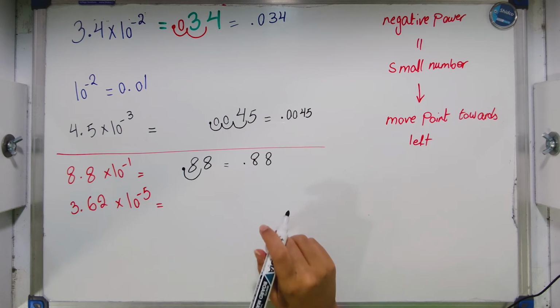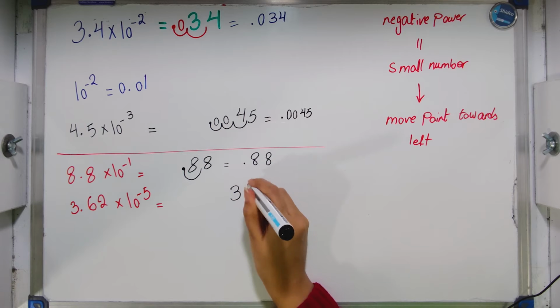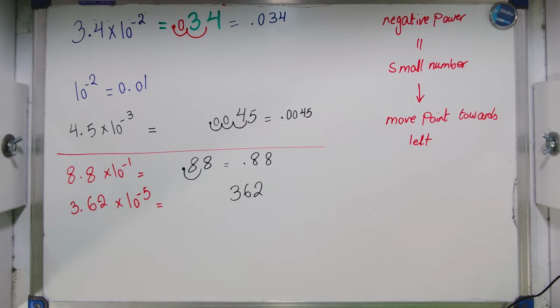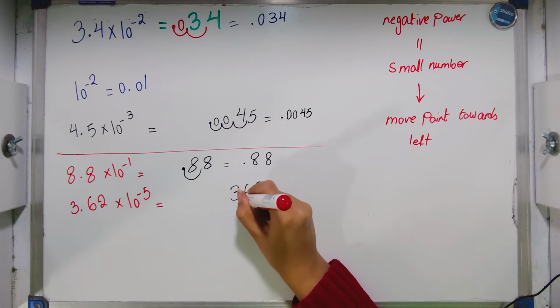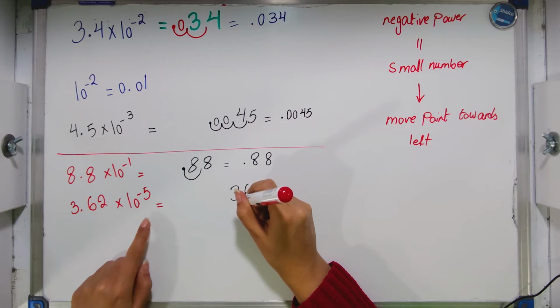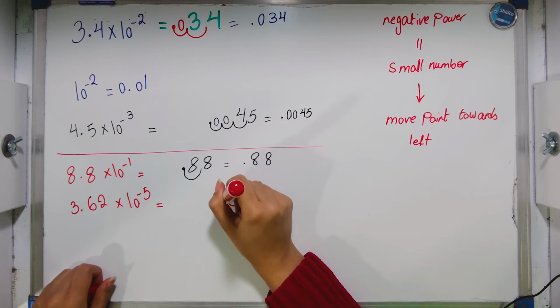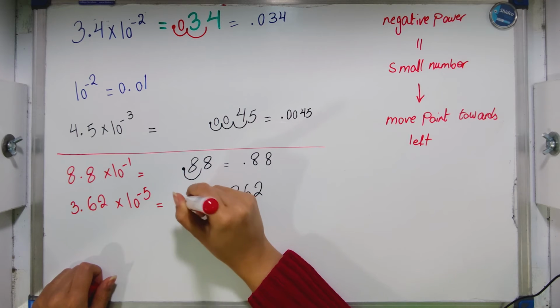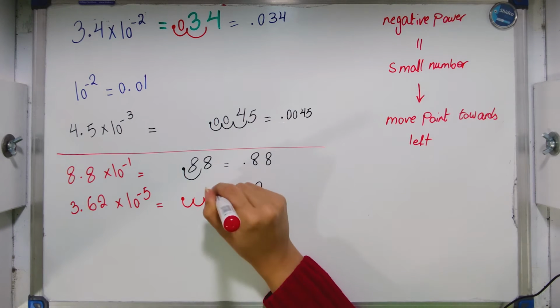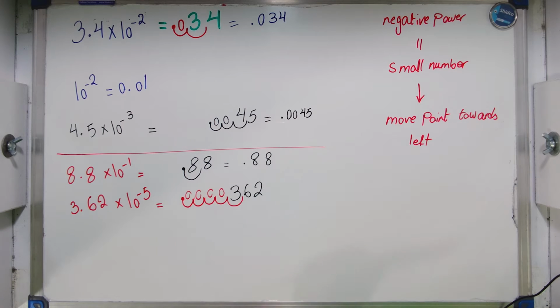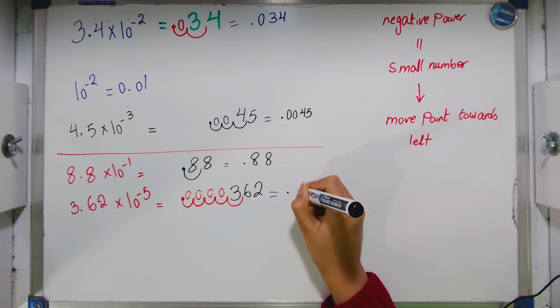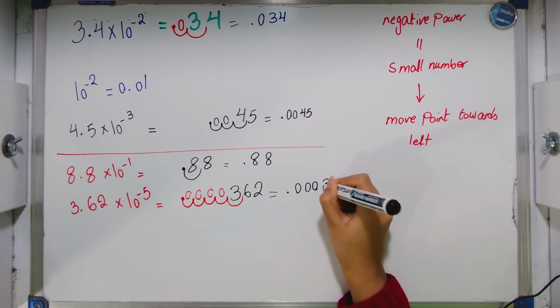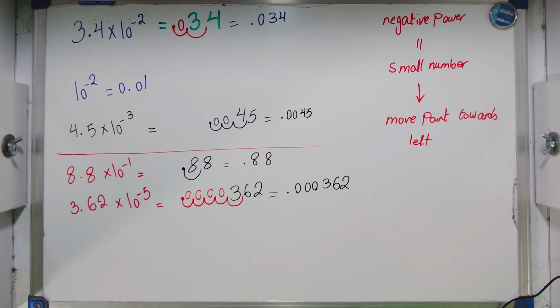Or for this one, I write 362. Then I say the point is here. I have to move it by 5 to the left. 1, 2, 3, 4, and 5. So the point will be here. I put zeros, 4 zeros, and so I can say my number is 0.000362. So this is my number.